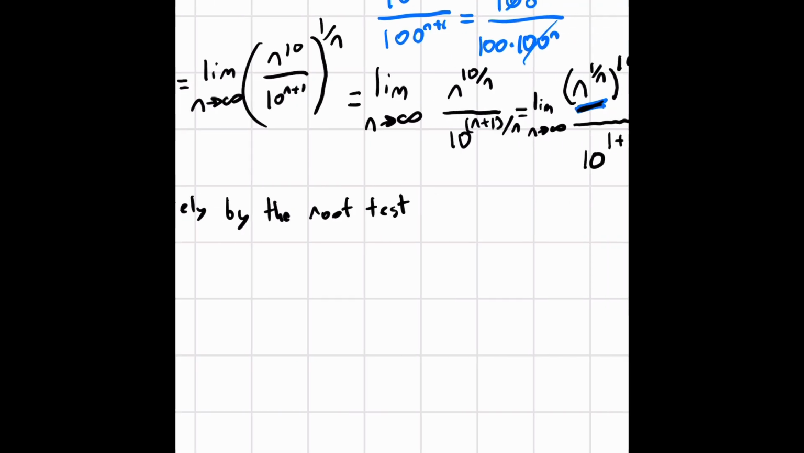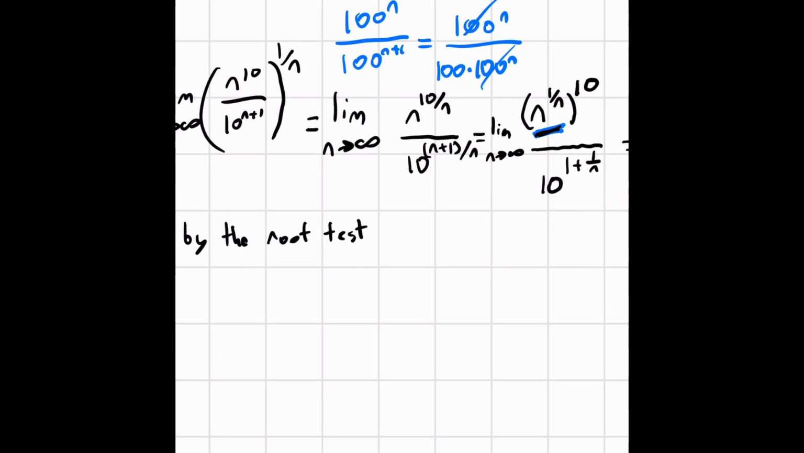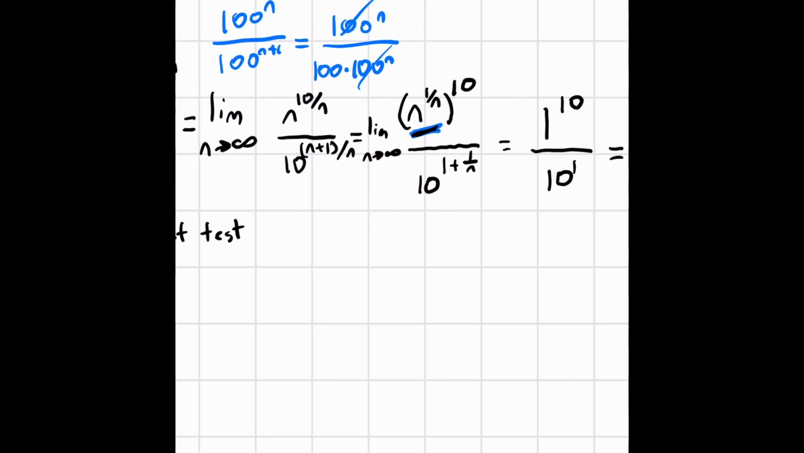Again, this is pretty weird. Recognizing that n to the 1 over n goes to 1 is a little awkward. Right? Limit as n goes to infinity of n to the 1 over n is equal to 1. How can we see that?